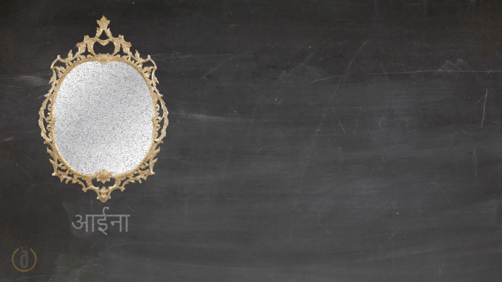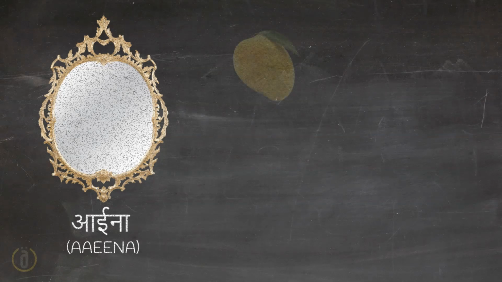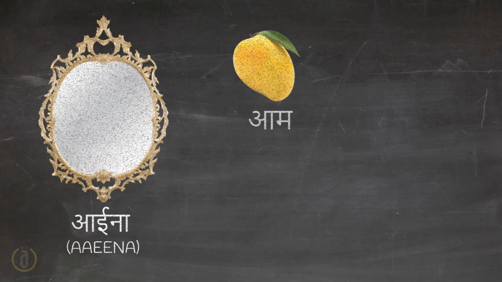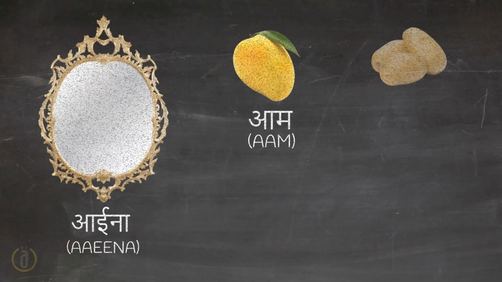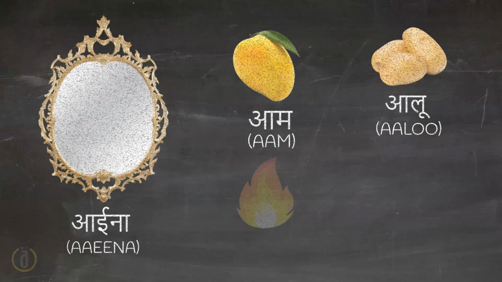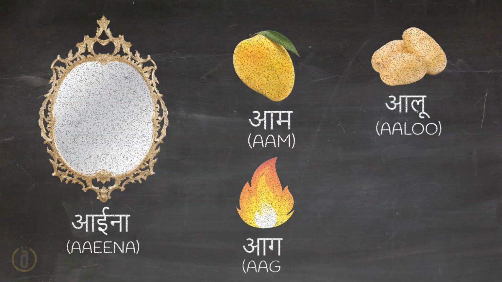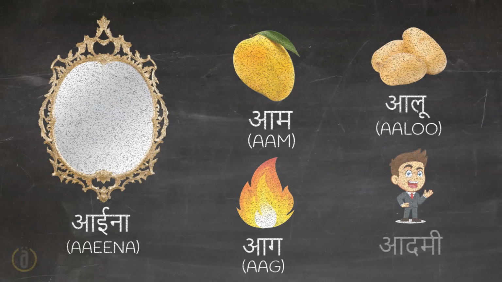So we have learned aina, mirror, arm, mango, aloo, potato, aag, fire, and aadmi, man.